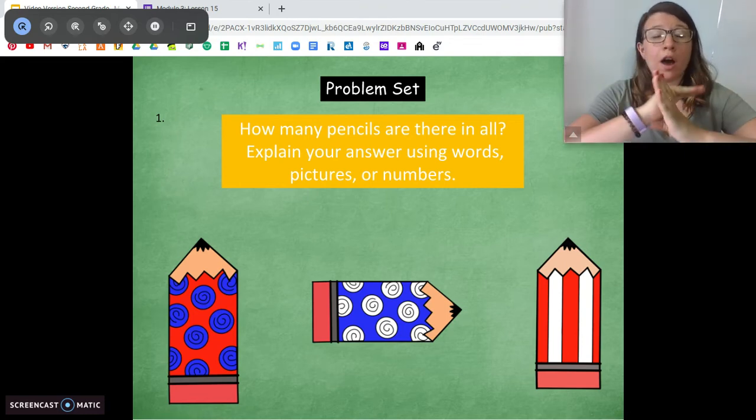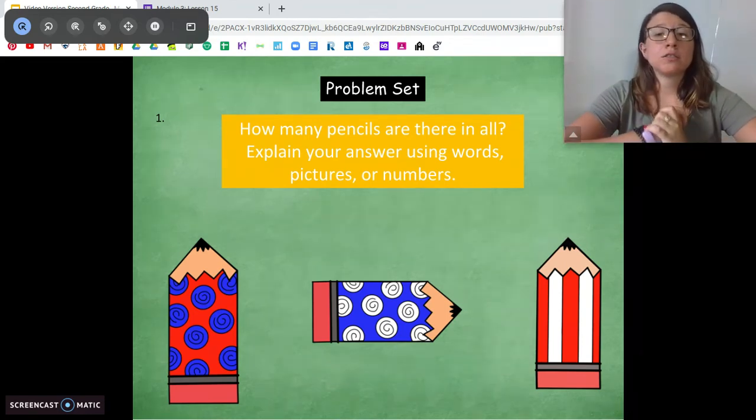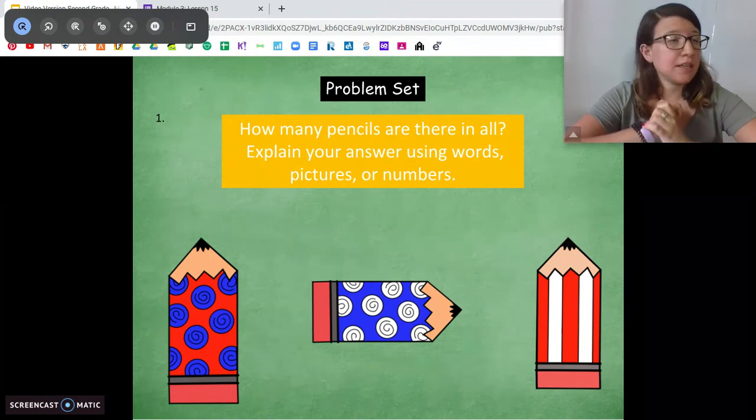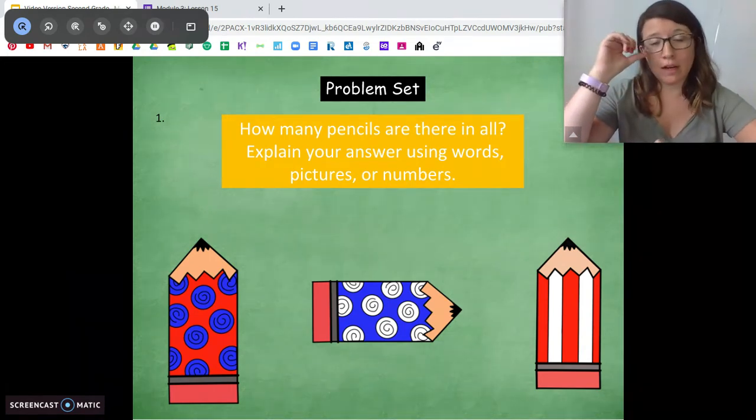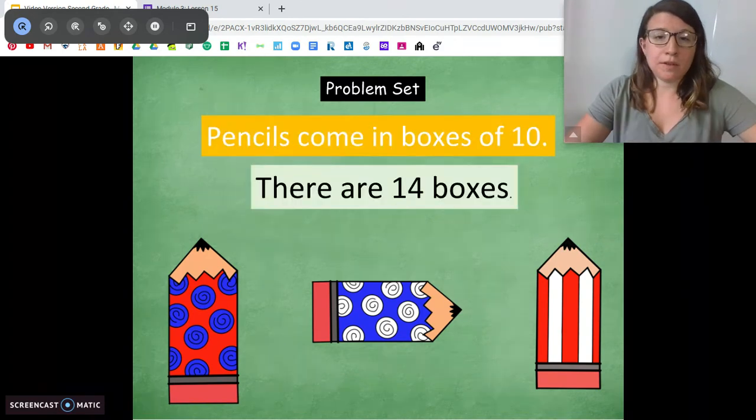I want you to pause the video, solve this on your own using pictures, number sentences, words, whatever you need to do. Pause and solve, and we're going to come back and go over it. I'll put this back for you. How many pencils in all?